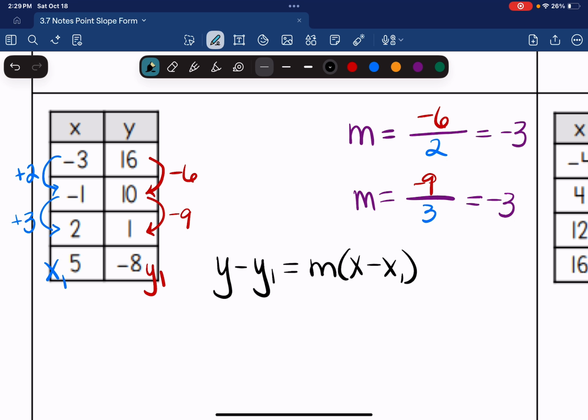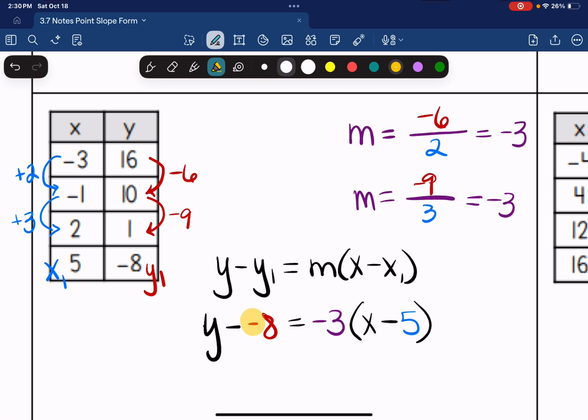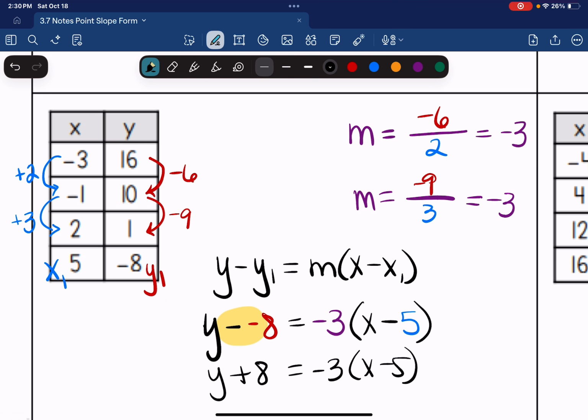And we can just quickly sub in our values. Y minus, that y1 value is a negative 8. And that should equal our slope of negative 3 times our x value minus our x1, which is 5. And of course, we do not want to leave this minus a negative right here. So you can go ahead, or you should go ahead and change that to y plus 8 is equal to negative 3 times x minus 5. Okay, so that is how you write an equation in point slope form given a table.